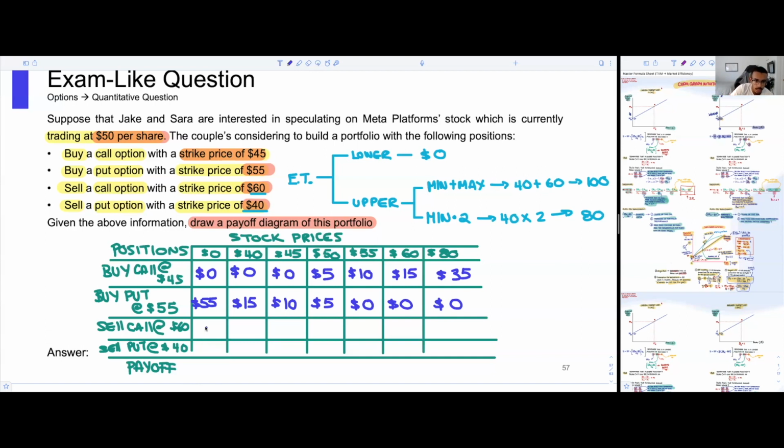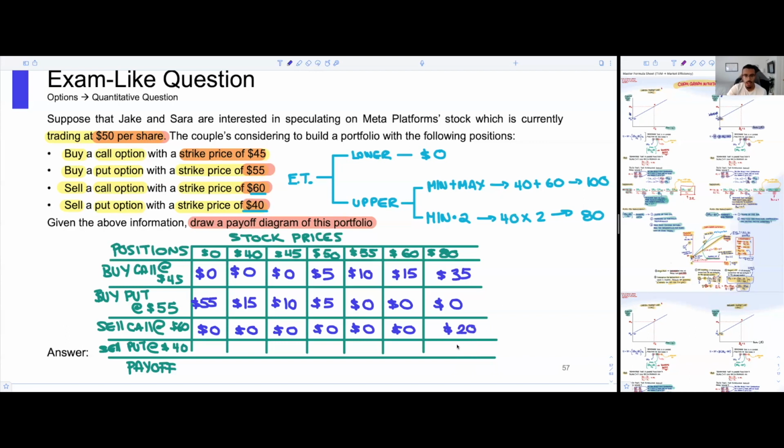So once again, if we have a call at 60 bucks, we won't make a dollar of payoff until our stock price is greater than $60. So we're going to have $0 all the way here. But if the stock price was trading at $80 and we had a call at 60 bucks, technically, we would have the opportunity to make a $20 payoff, right?